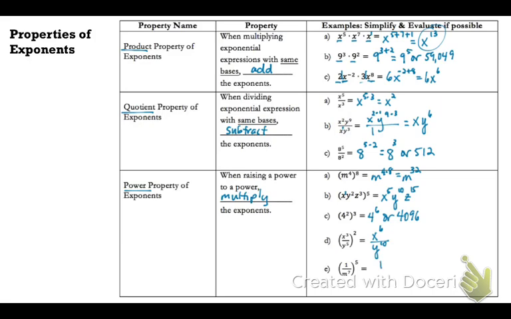We're going to raise each of those to the 5th power. So 1 to the 5th power, and then m to the 7th to the 5th. 7 times 5 is 35. Now 1 raised to any power is simply 1. So that would be our final simplified answer.